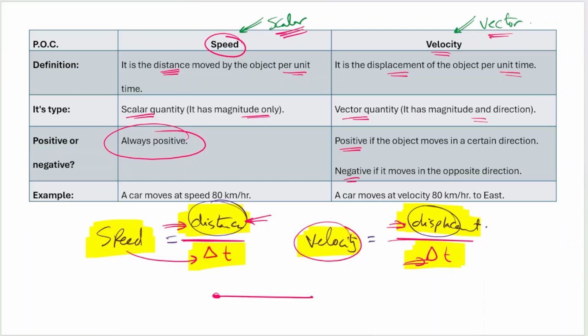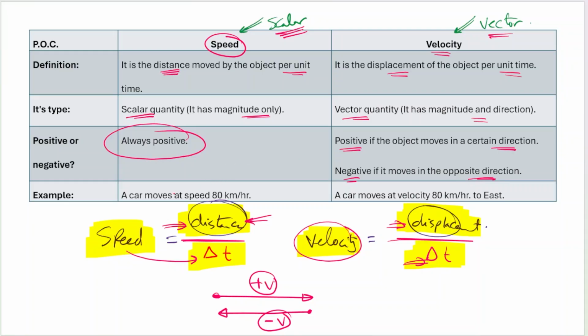If the object is moving to the right, it is moving with positive velocity. If this object is returning back to the left, it is moving with negative velocity. Positive if the object moves in a certain direction, negative if it moves in the opposite direction.